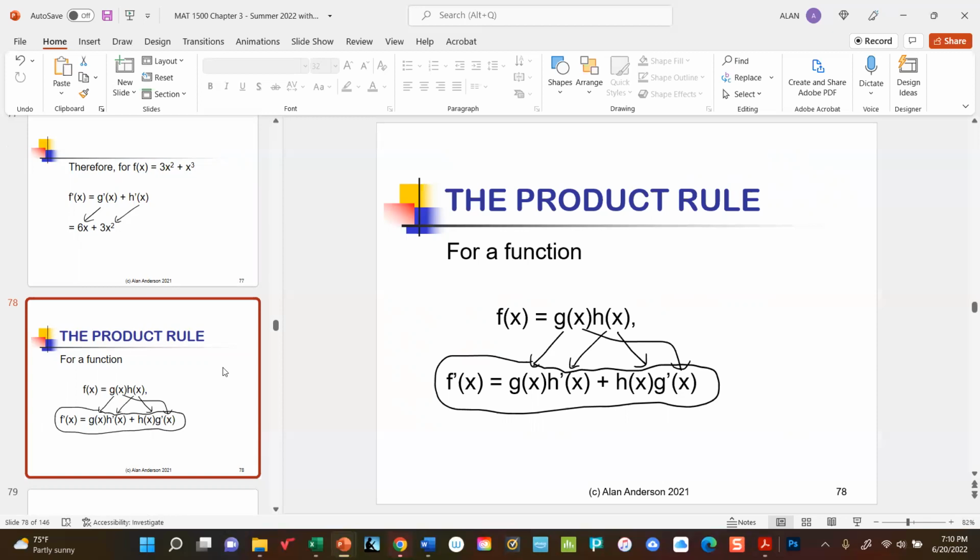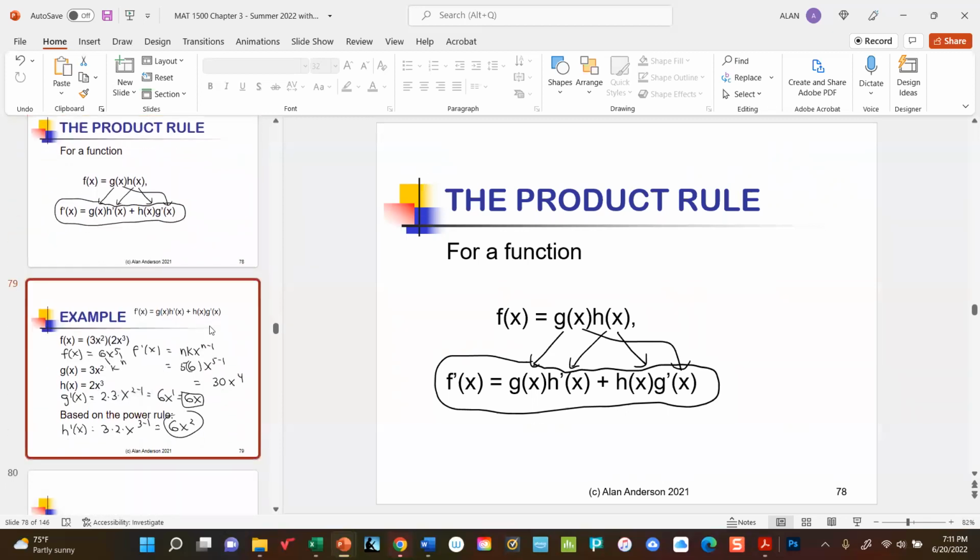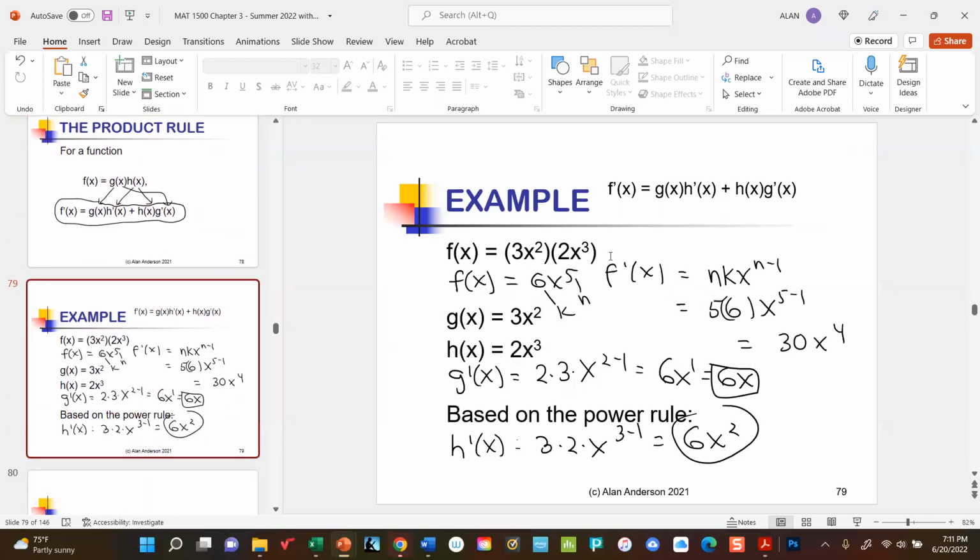Everyone's memory works differently. Set up some kind of mnemonic device that helps you remember it, and plug it into your memory. And so essentially all you're seeing here is it's the first function times the derivative of the second, plus the second function times the derivative of the first. Okay, so let's take a look at an example. We had, and by the way, in a case like this, a very simple case, you do have the option of simply rewriting it. Like if you notice here, we could have just as easily multiplied this out and used the power rule.